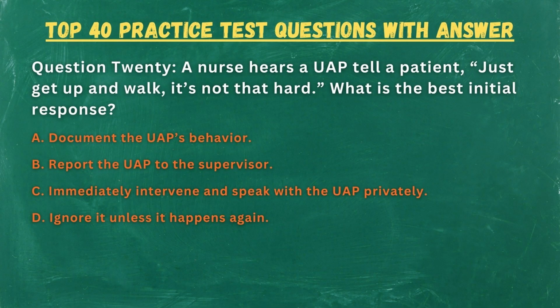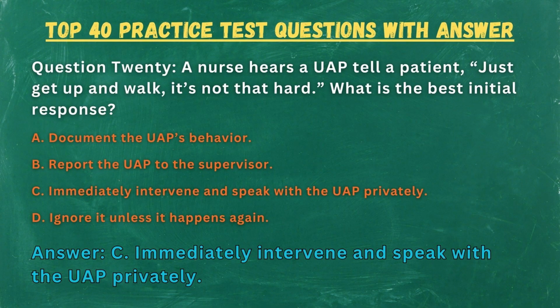Question 20. A nurse hears a UAP tell a patient, "Just get up and walk. It's not that hard." What is the best initial response? A. Document the UAP's behavior. B. Report the UAP to the supervisor. C. Immediately intervene and speak with the UAP privately. D. Ignore it unless it happens again. Answer: C. Immediately intervene and speak with the UAP privately.